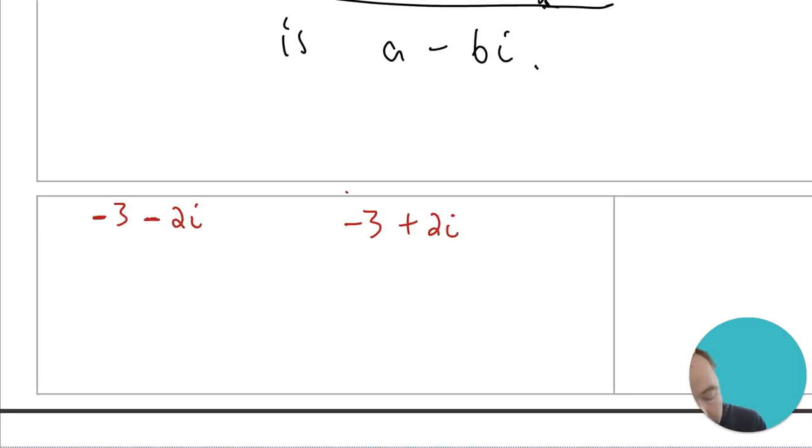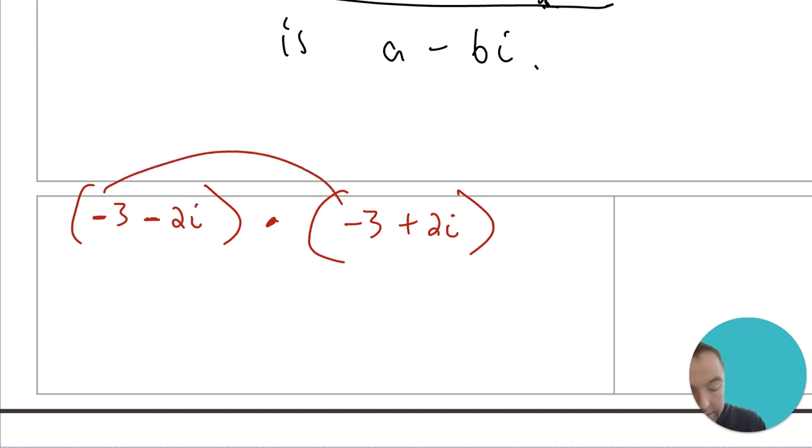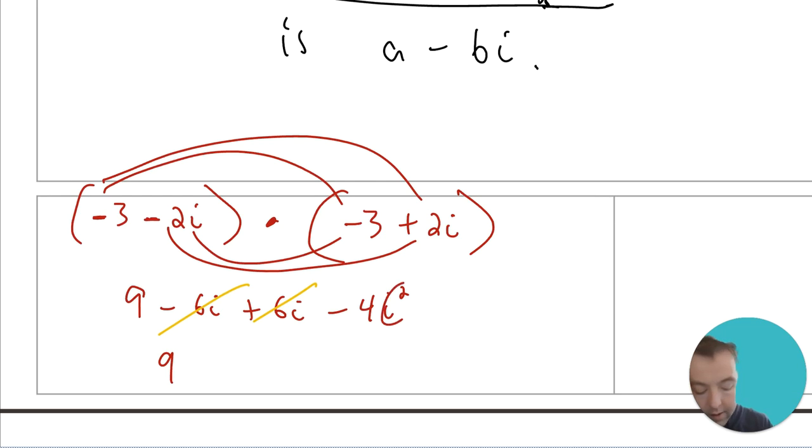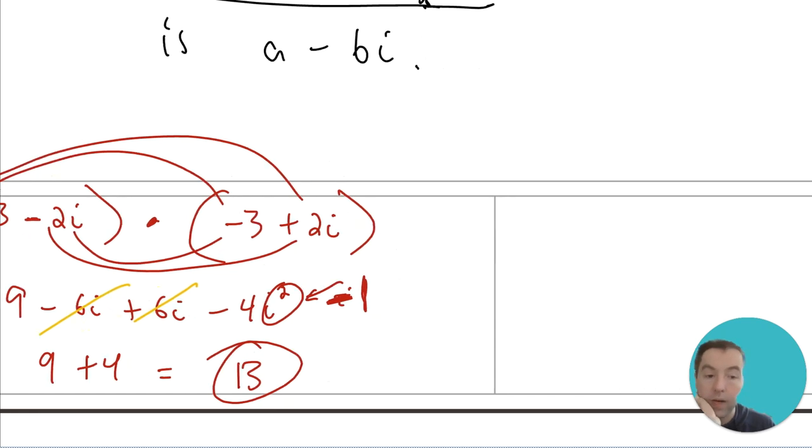Okay. If you then take those conjugates and multiply them with each other, and you FOIL, you'll get 9. And then negative times positive is minus 6i. Negative times negative is positive 6i. And then negative times positive is negative 4i squared. You'll notice that these right here are going to cancel out, leaving you with just 9. And then if we replace that i squared with negative 1, you end up adding 4. So you end up getting an answer of 13. So it turned out really nice for us.